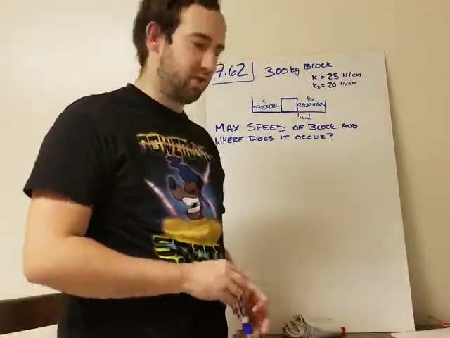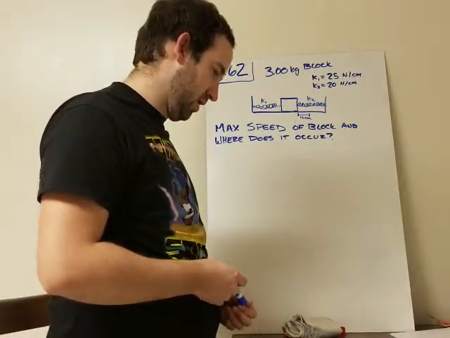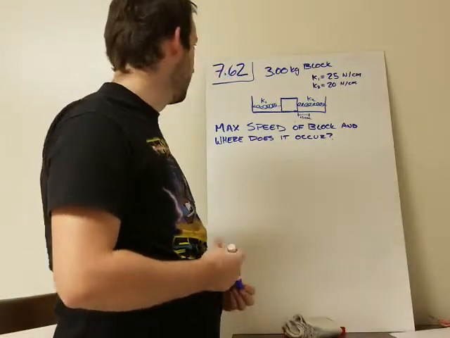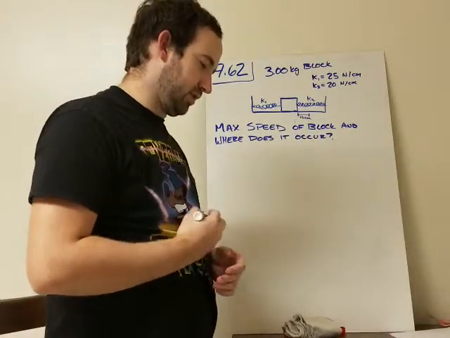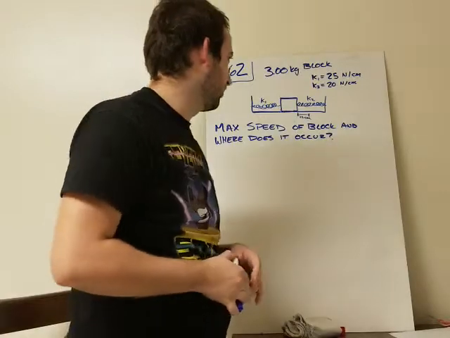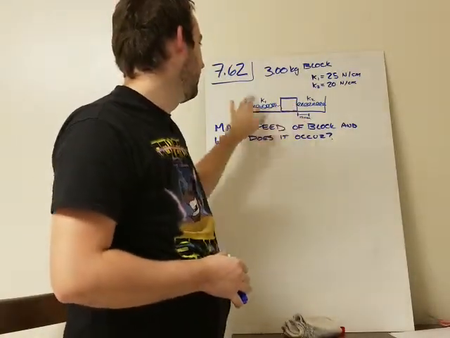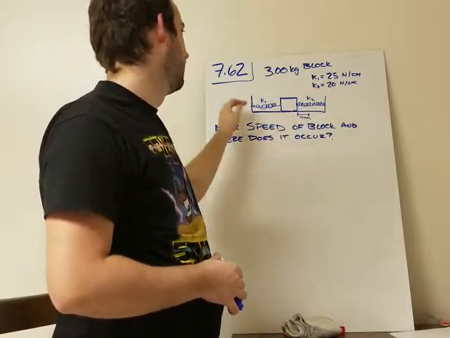Hi everyone, I'm going to be going over question 62 from Chapter 7, Bingo Problems. This is kind of an interesting problem because it deals with two springs. Normally we deal with one, this one deals with two connected to the same block. So we have this little system here.